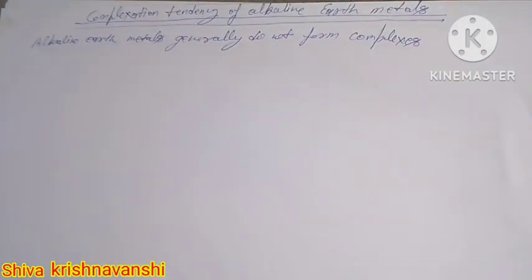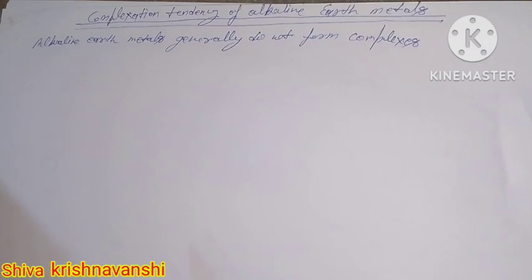Complexation tendency of alkaline earth metals. Alkaline earth metals generally do not form complexes.